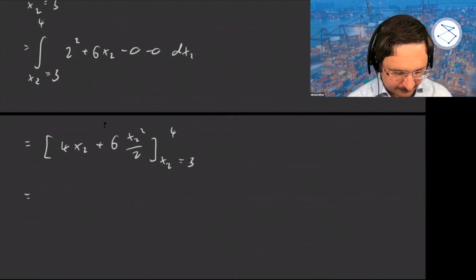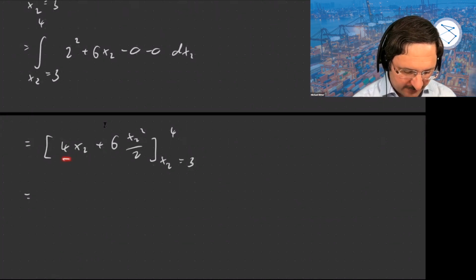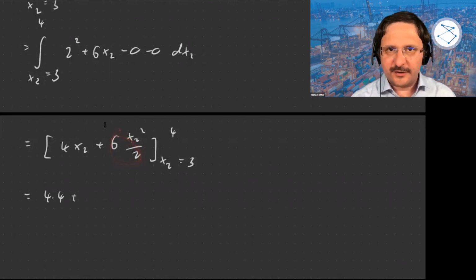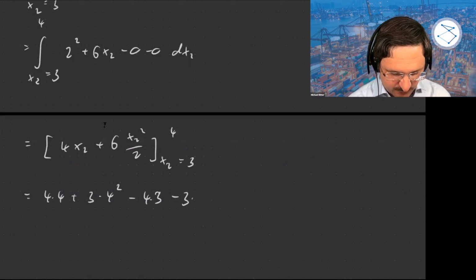So what we get is 4x2, the upper bound is 4, so that's 4 times 4, plus 6 over 2 is 3, so that's 3x2 squared. So we have 3 times 4 squared, minus the lower bound, which is 3, so we have minus 4 times 3.